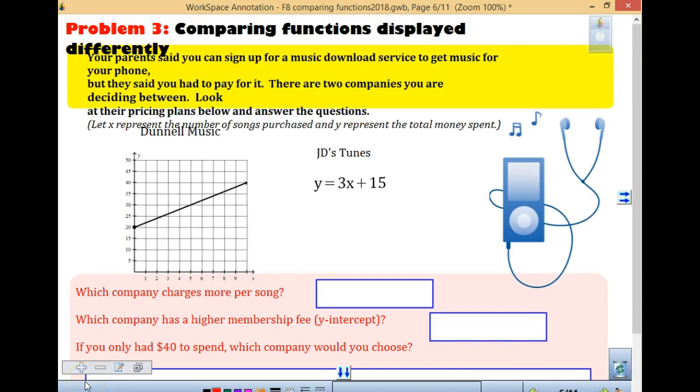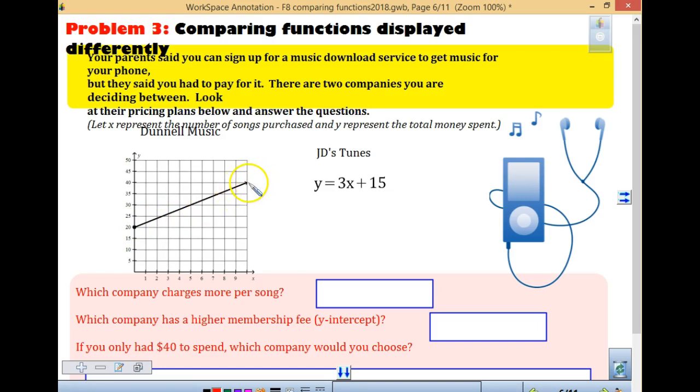You can sign up for a music download service to get music for your phone, but they have said you have to pay for it. There are two companies that you are deciding between. Look at their pricing plans below to answer the question. So you have Danelle's Music. Starts at 0 at 20.